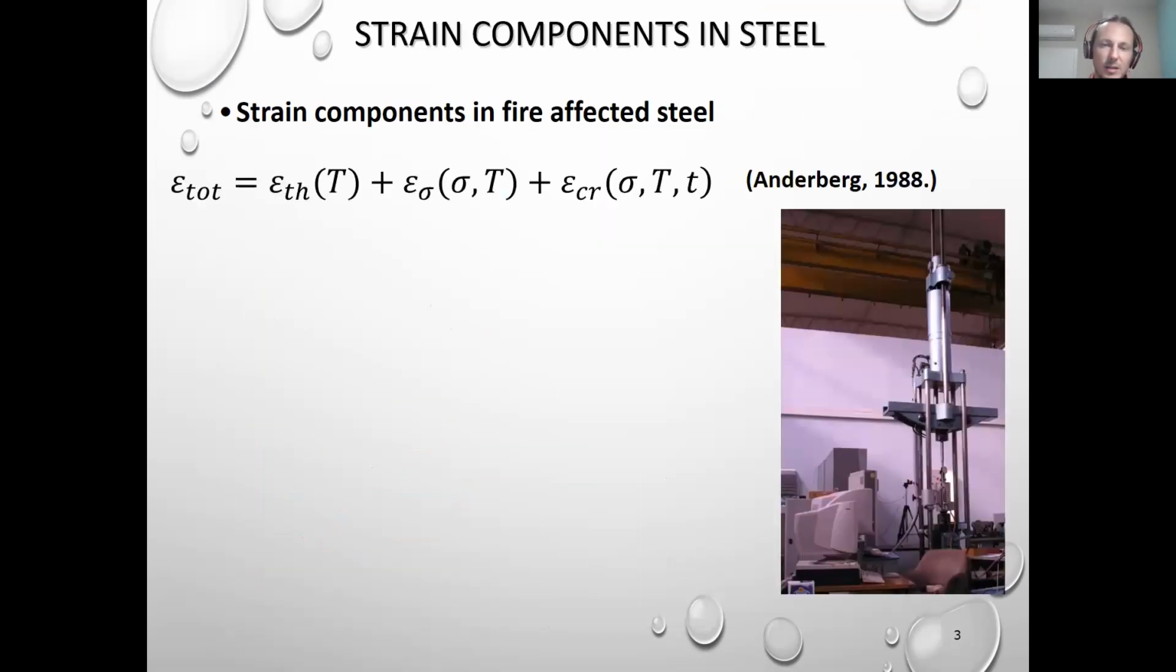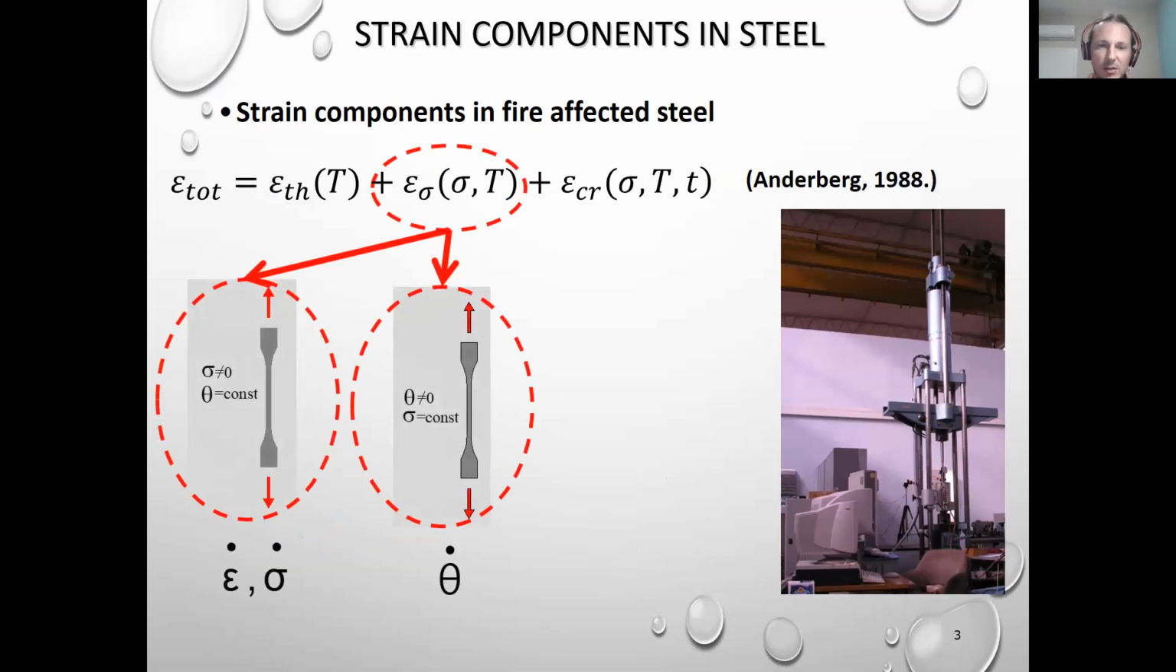The main components in fire-affected steel are basically composed of three parts. Today's topics are related to the stress-related strain and the creep strain. The stress-related strain, or mechanical strain as it is called, can be determined by using either a constant temperature or transient testing procedure. If we are using a constant temperature testing procedure, we generally get information about the mechanical properties of steel at high temperature, for example, yield strength and modulus of elasticity.